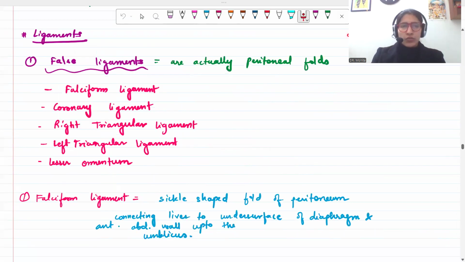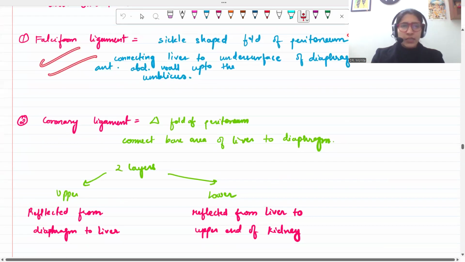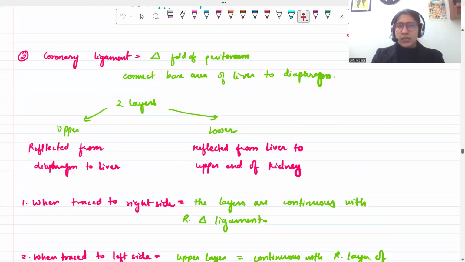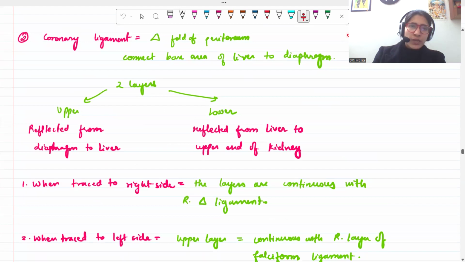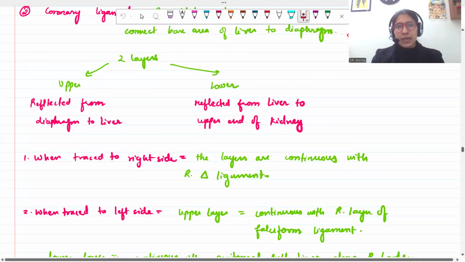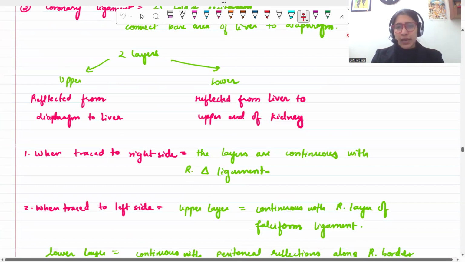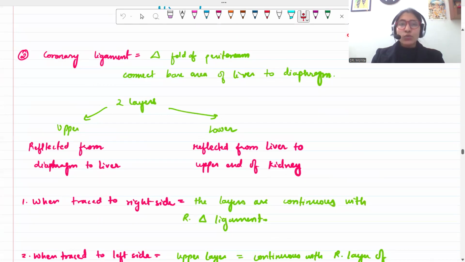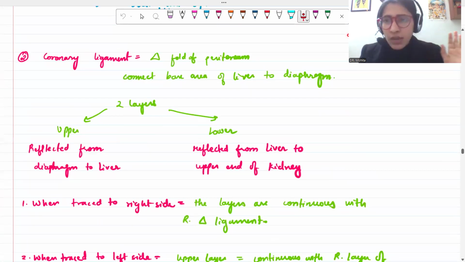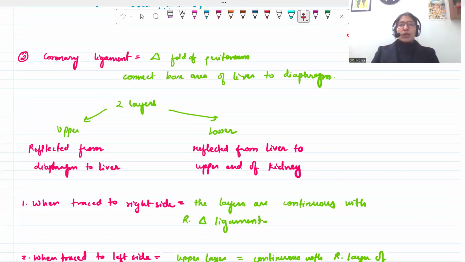ठीक है, तो देखो falciform ligament we have already done. Now we have coronary ligament, which is a triangular fold of peritoneum and it connects the bare area of liver to the diaphragm. So bare area क्यों बोलते हैं? क्योंकि उस पे कोई पेरिटोनियम की कवरिंग है ही नहीं. फर्स्ट थिंग. सेकेंड थिंग, क्योंकि उस पे कोई पेरिटोनियम की कवरिंग नहीं है, it is in direct contact with the diaphragm, which is again clinically also important.